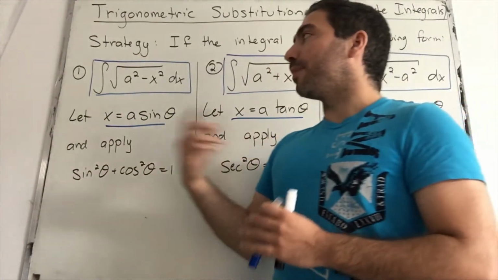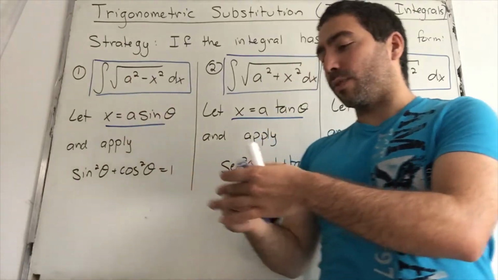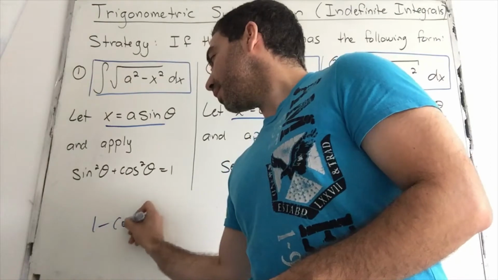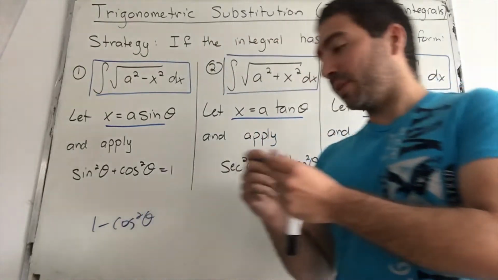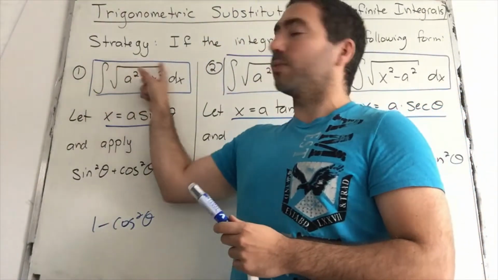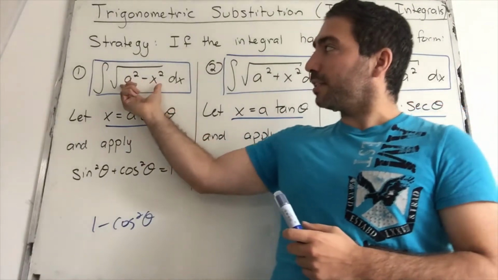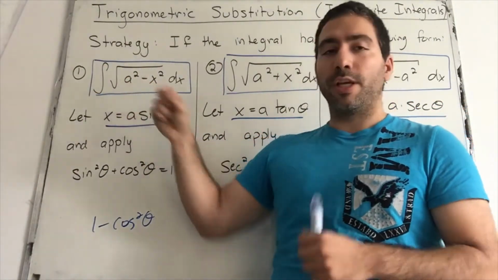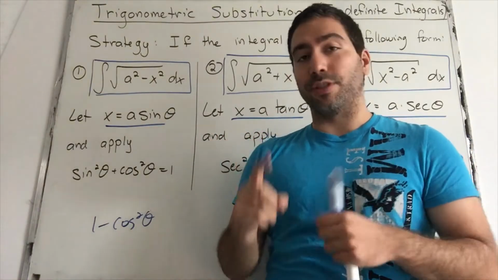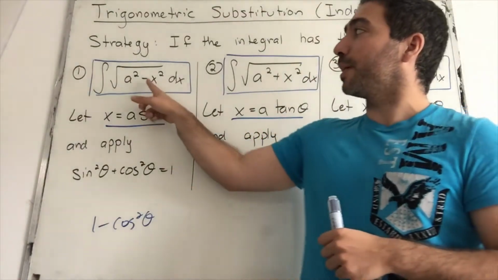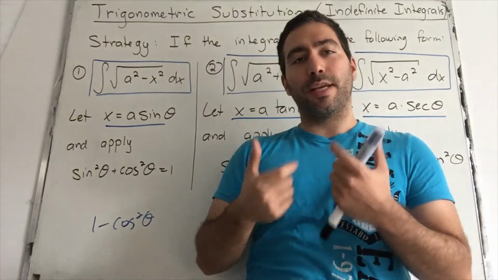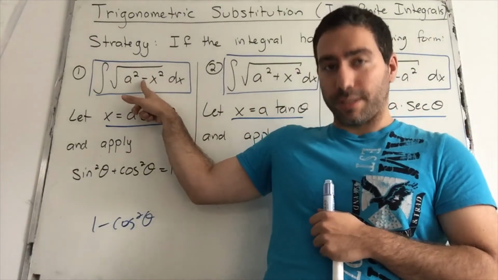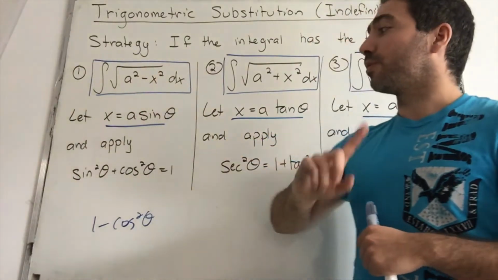A way that I remember it: a squared minus x squared, I could think of it as 1 minus, let's say, cos squared, because we want to take the square root. Right now, we cannot take the square root because we have a minus or an addition in between two terms. You cannot take the square root of each term individually. This is really important. That's a common mistake that students make. If it's a multiplication, then you could take the square root of each term individually, but with a minus or an addition sign, you cannot. So keep that in mind.